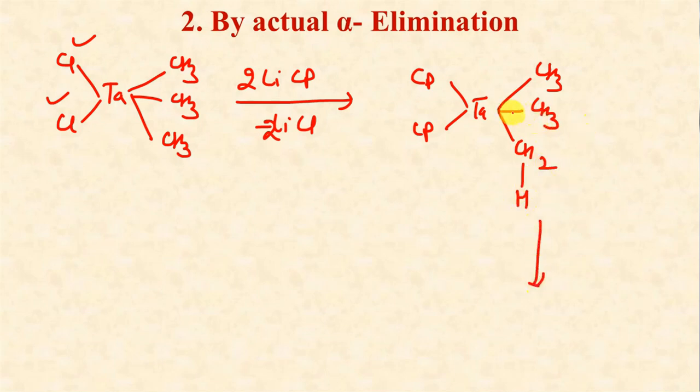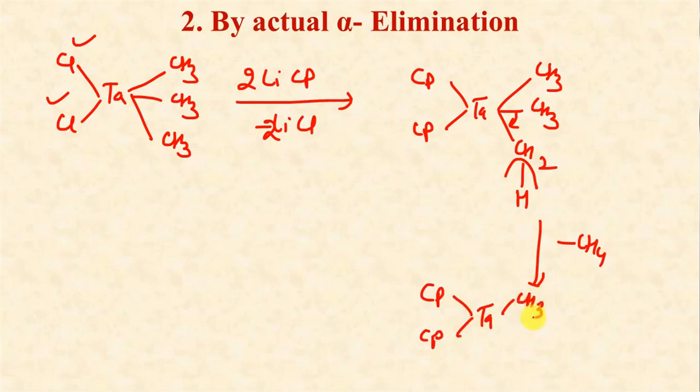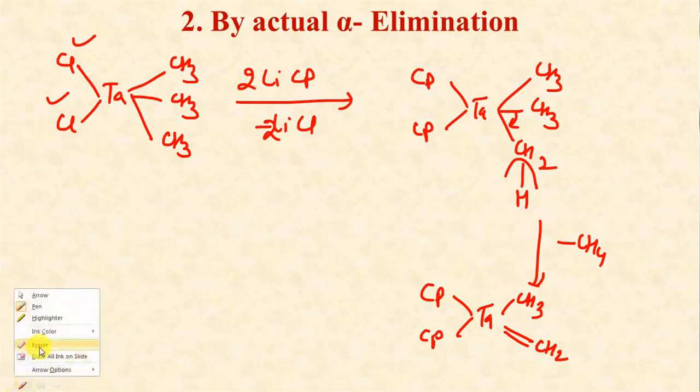So now what will happen? Here we will have that bond, and in this case this H is lost and there is loss of methane. This is Cp, Cp, Ta, one methyl is already present, and at the second position we are now getting this CH2 group. So this is the second method, in which there is actually alpha hydride elimination. One more example can be written here.